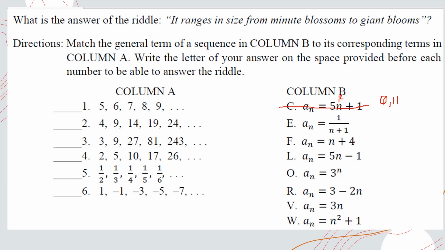Ganun din for letter E. Tingnan natin. So make use of n, which is 1 for the first term. 1 over 1 plus 1 is 1 over 2, 1 half. May 1 half ba? Ayun, may 1 half. Tingnan natin kung ilalabas niya yung susunod. So ang lumabas is 1 half.